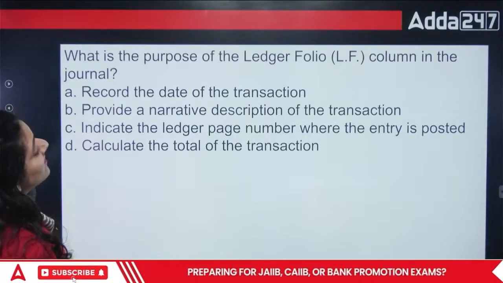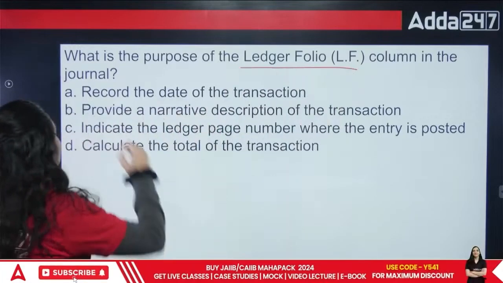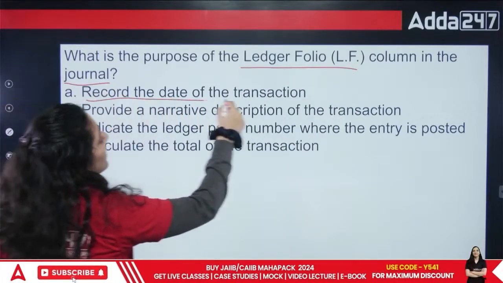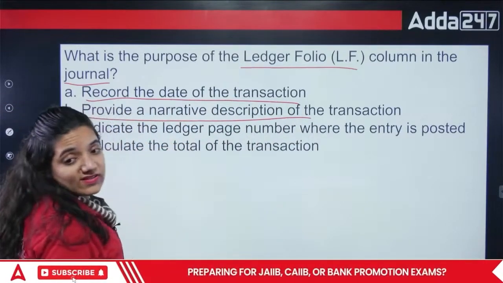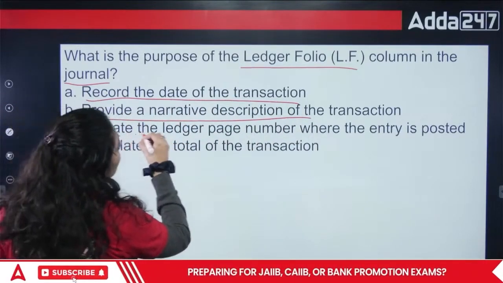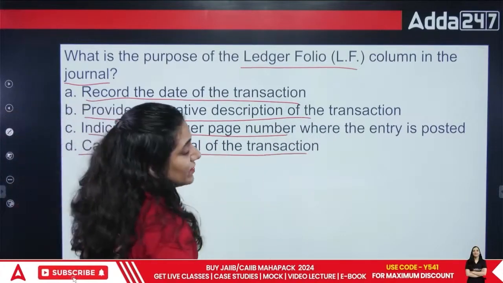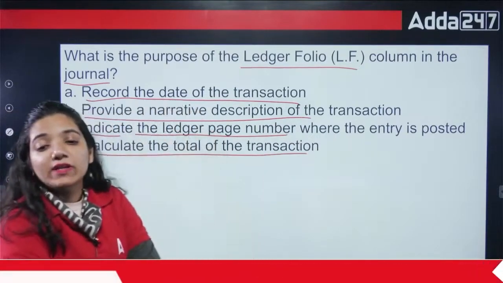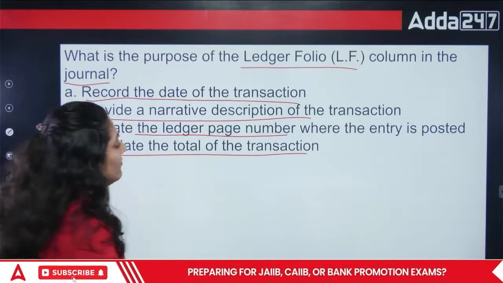Then comes the question: what is the purpose of the ledger folio, everyone? Column in the journal: record the date of the journal, then provide a narrative, a description of the transaction, then indicate the ledger page number, or calculate the total of the transaction. What is the purpose of LF? Okay, ledger folio, when we are making a journal.